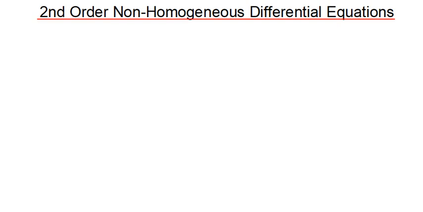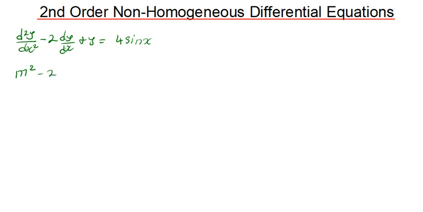Okay, I've looked at an example that has an exponential. Let me try to look at one that has a trig function. So let's say we have d²y/dx² minus 2 dy/dx plus y is equal to 4 sine x. In this case, once again, we find the solution for the homogeneous differential equation.